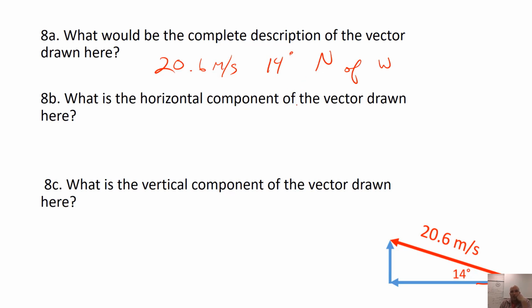What is the horizontal component of the vector drawn here? Well, in this case, remember the horizontal is going to be left and right, vertical is going to be up and down. So we have to look at this, and the horizontal component is going to be that adjacent side. And this is going to be our hypotenuse. So the horizontal component, or in this case would be Vx, but the horizontal component is the adjacent side, which equals the cosine of the angle times the hypotenuse.